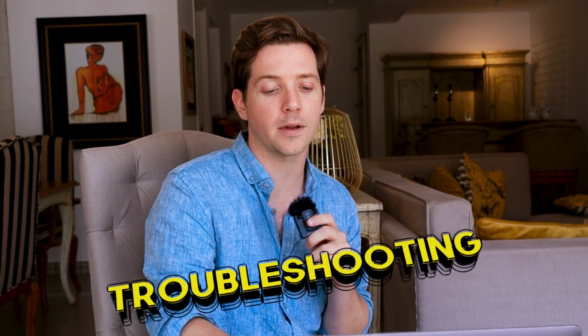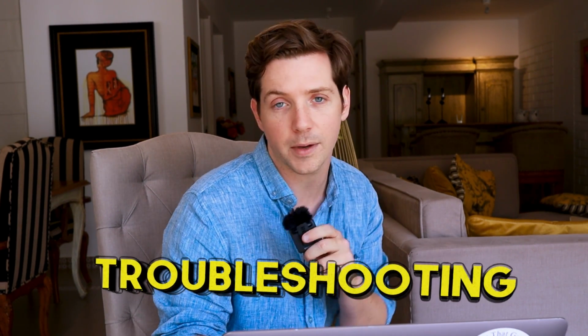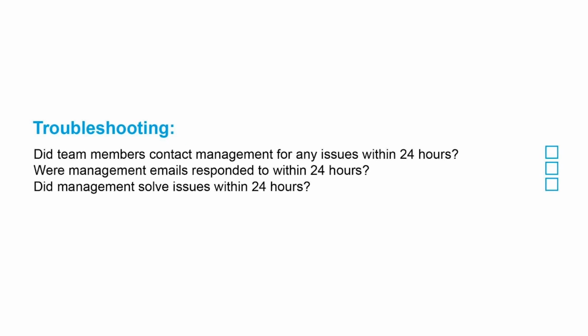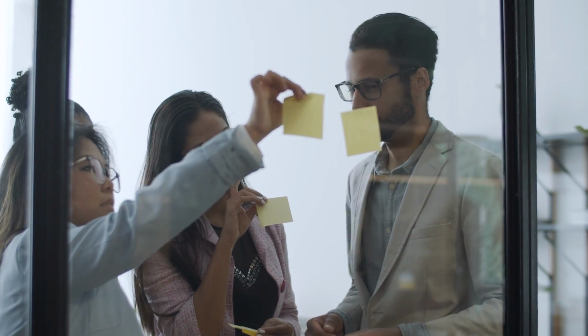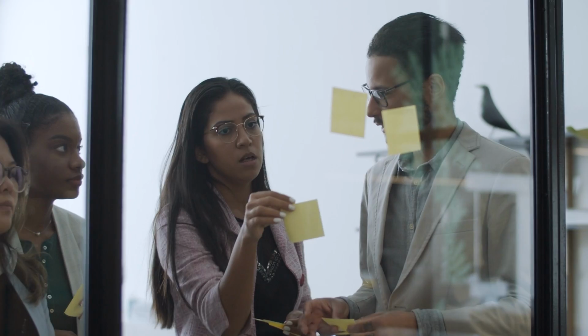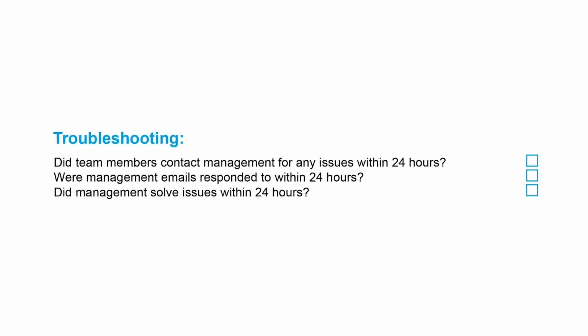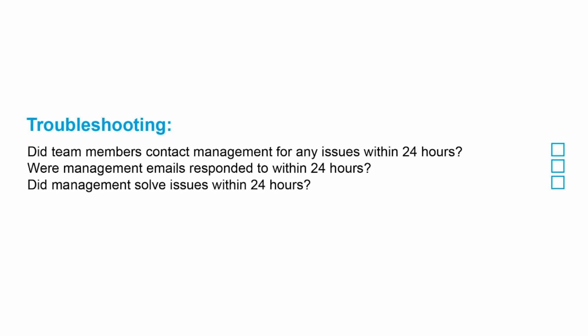Then there's troubleshooting for how we manage the actual team. And you can use these for how you manage your team. So there's 3 questions here. Did team members contact management for any issues within 24 hours? You really don't want your team members struggling if they can't solve a problem for more than 24 hours. And honestly, you could even shorten this to an hour or 2. The second one is, were management emails responded to within 24 hours? And did the management solve the issue within 24 hours?